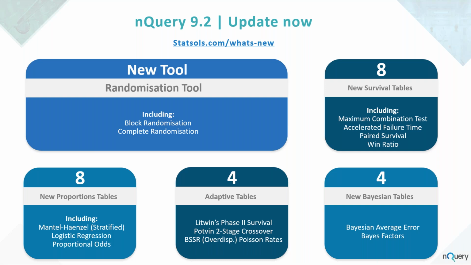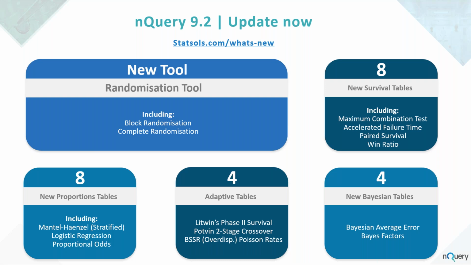for logistic regression, and also, as we saw today, the proportional odds, or the Whitehead proportional odds model, has also been included. From an adaptive design point of view, we spent quite a bit of time and effort to include the Litwin's Phase 2 survival designs, and also we have Potvin's two-stage crossover adaptive trial design for equivalence.